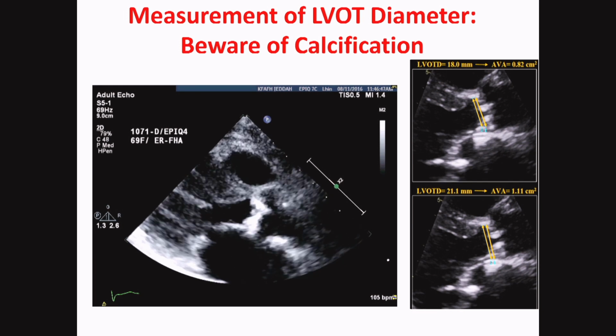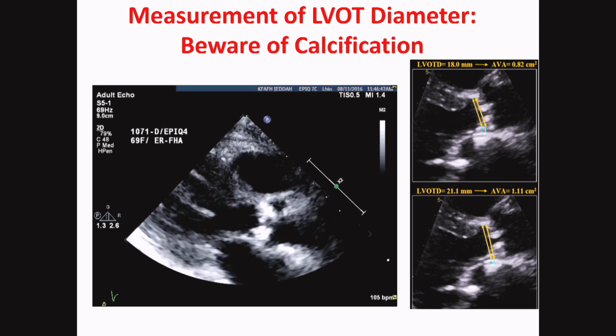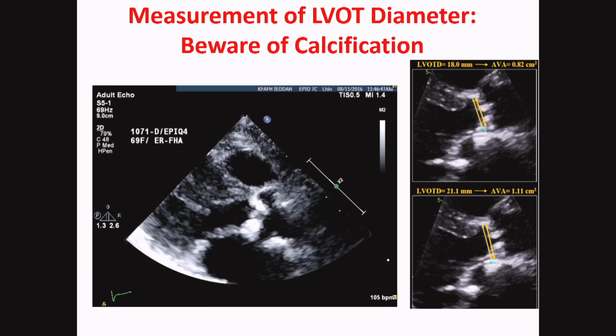One important point when we are looking at the aortic valve is to try to avoid the calcification when you are measuring the aortic valve annulus.